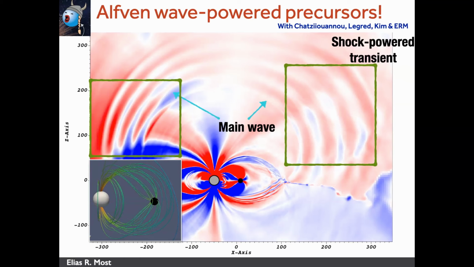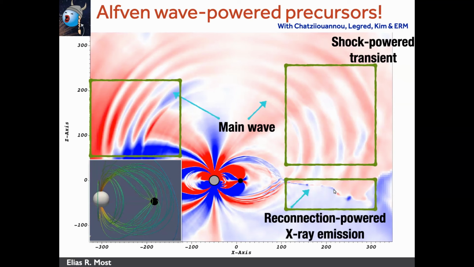There's a second thing that we see. This is actually pretty cool. You see the same thing that the black hole was doing. There are these little kind of densities, and this is what is called a current sheet. Very likely this will give you X-ray emission. So we have X-ray, we have the shock-powered transient, which will probably give you radio. We don't have gamma rays yet, but we're working on it.